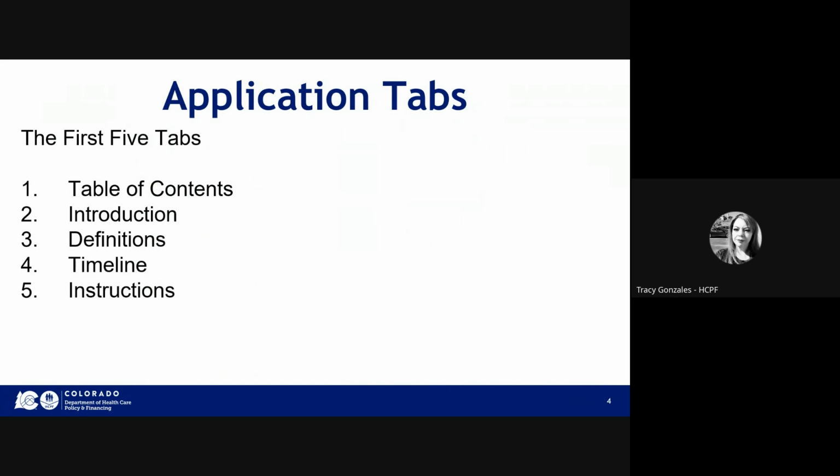The application consists of numerous tabs. The first 5 tabs in the application are more for information. They include the table of contents, the introduction to the Provider Stabilization Fund, definitions, the Provider Stabilization Fund timeline, and instructions on filling out the application.